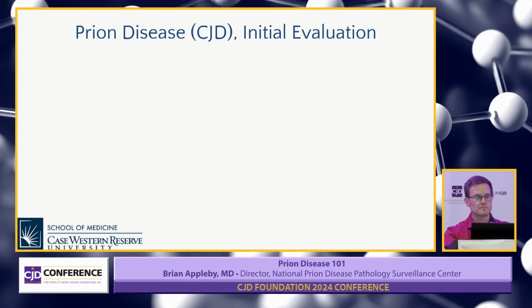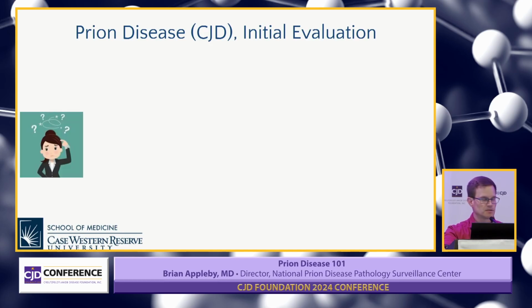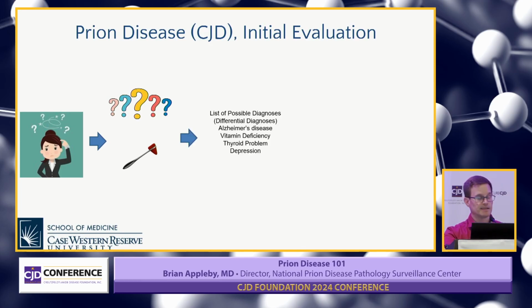So I'm going to run you through an example of what a patient's initial evaluation might look like with prion disease. So this individual presents to the doctor with some confusion. The memory isn't as good. The doctor asks them a bunch of questions to try to delineate what's going on. They do an examination. And then the doctor's going to be left with a list of possible diagnoses. It could be Alzheimer's disease, vitamin deficiency, thyroid problems, depression. Pretty long list with a lot of different possible etiologies.